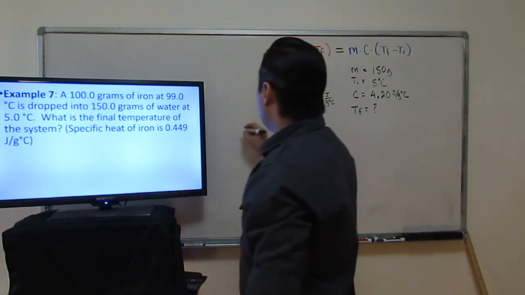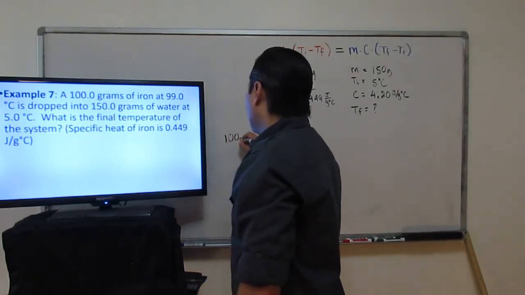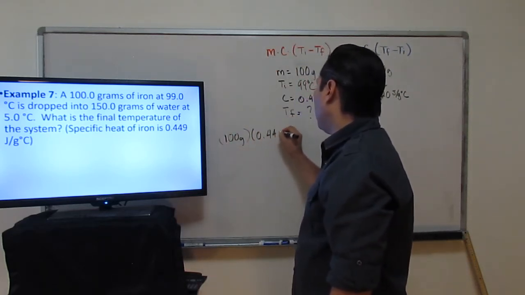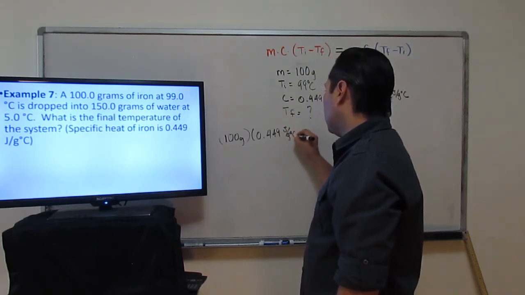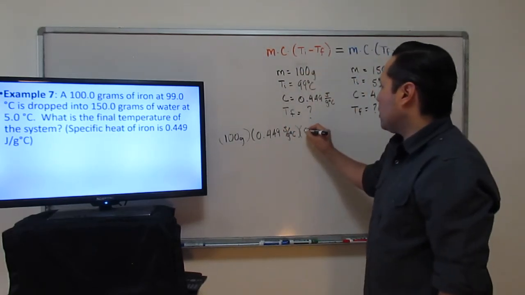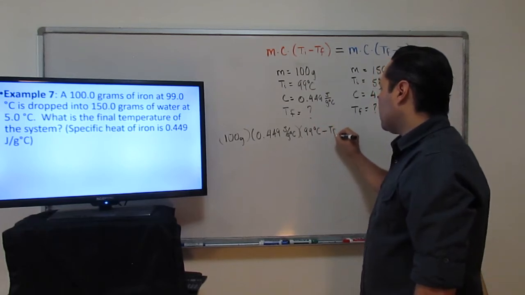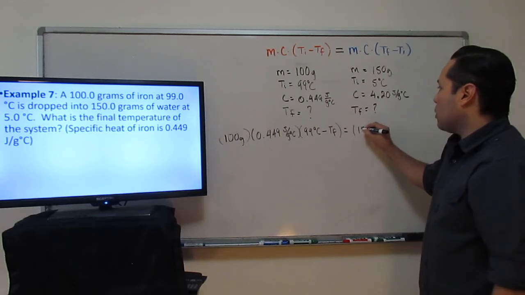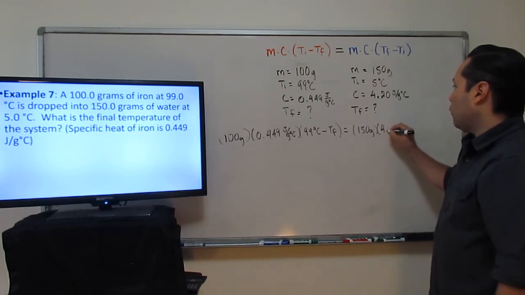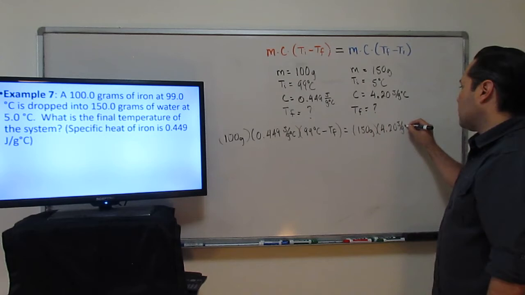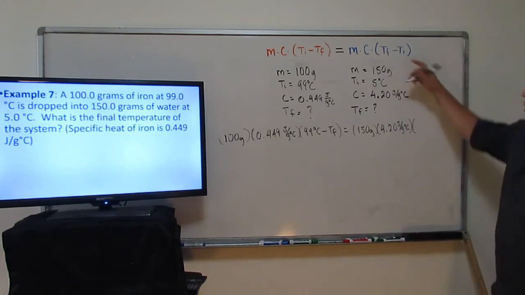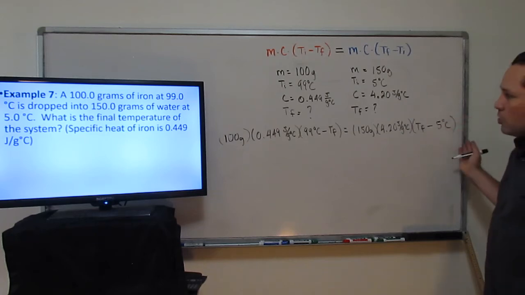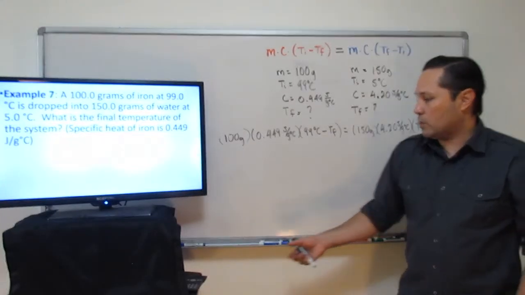All right, so M, the mass, is 100 grams. Specific heat, 0.449 joules per gram degrees Celsius. Initial temperature, 99 degrees Celsius, minus final temperature. That's the left-hand side. The right-hand side is a mass of 150 grams, multiplied times 4.2 joules per gram degrees Celsius, multiplied times final temperature, Tf, minus initial temperature of 5 degrees Celsius. So that is all of our information.